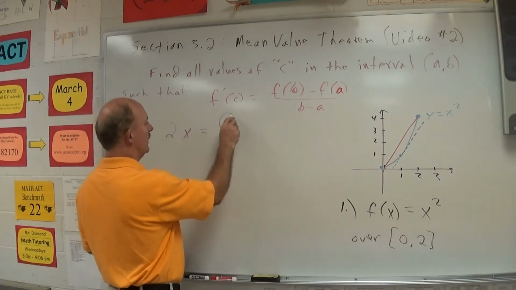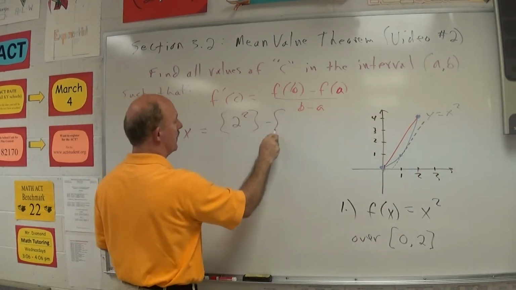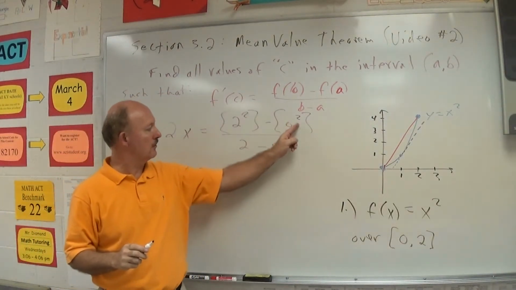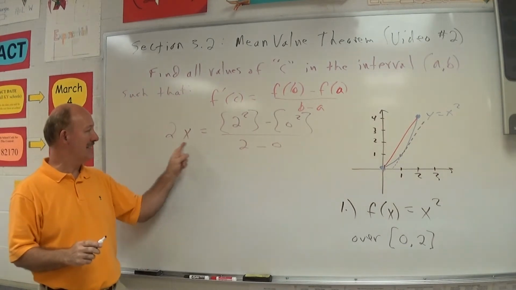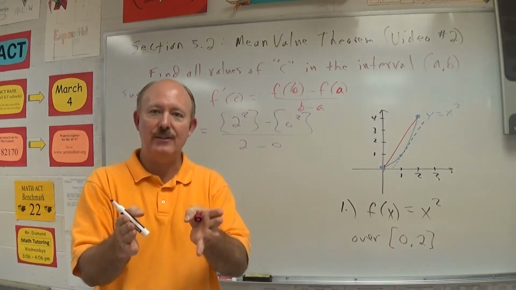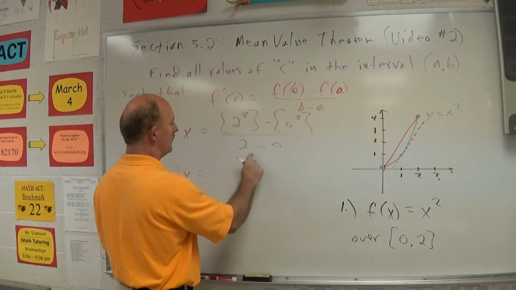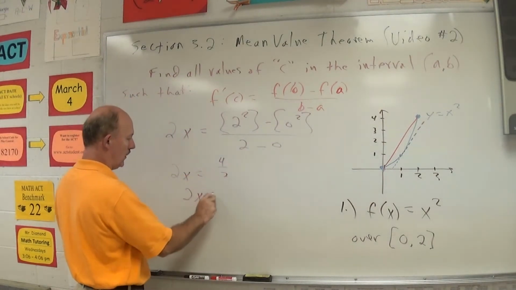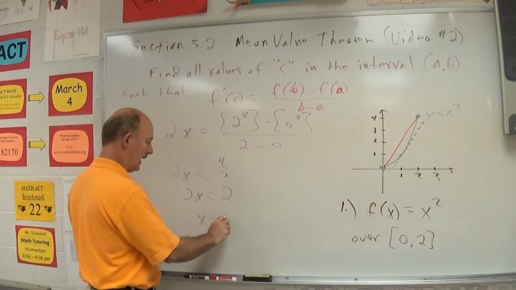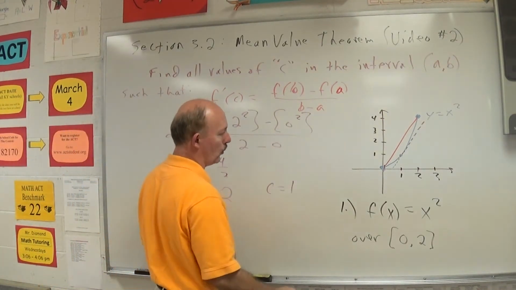As we set up the slope of our chord, this will be 2 squared minus 0 squared divided by 2 minus 0. So the function at 2 minus the function at 0 over 2 minus 0 has to equal the derivative. Solving this equation for x will give us that c value. We end up with 2x equal to 4 minus 0 divided by 2, so 4 over 2, or 2x equals 2. To get our c value, all we do is finish solving for x. Divide by 2, and x is equal to 1. So the c value we're looking at is c equals 1, and that's right here.